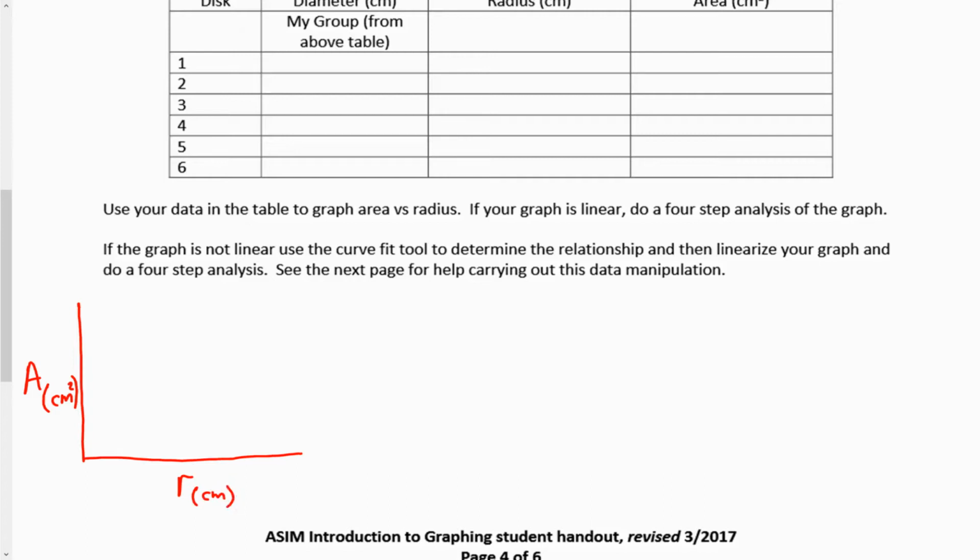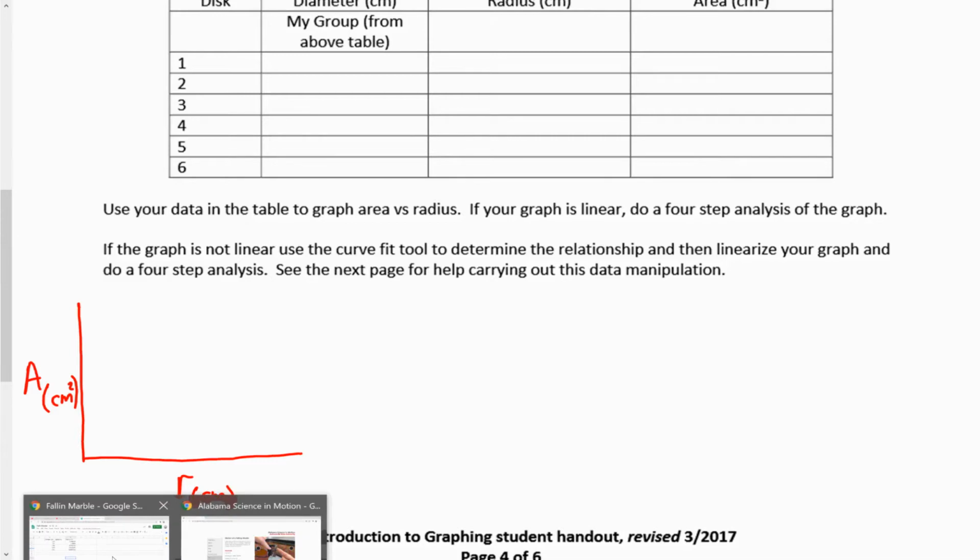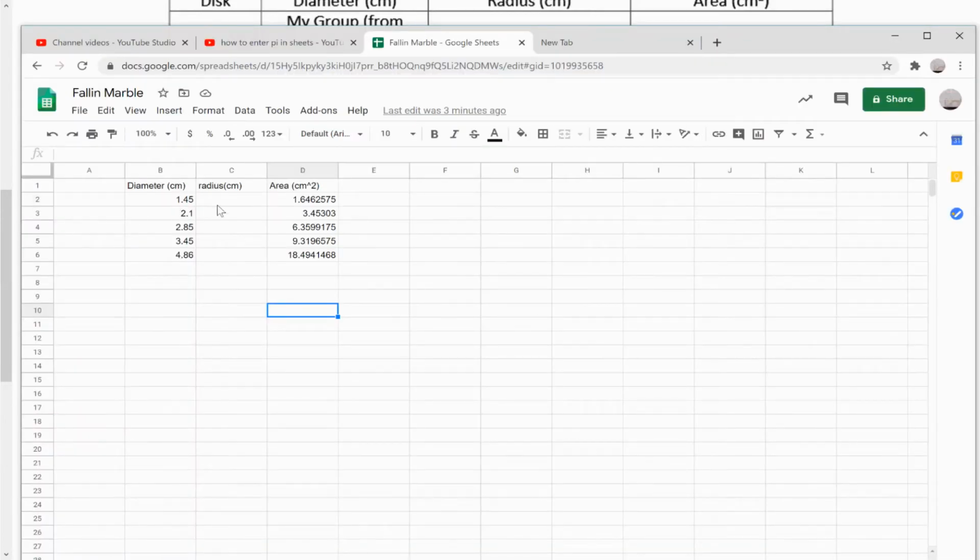Every bit of this is something you can do in Google Sheets. Even where it says radius, you've already got your diameter, so let's take advantage of the computer. For radius, I'm going to grab cell C2 and divide that by 2. That is a very quick way to calculate that radius, and then I can drag it down and now I've got all my radiuses.